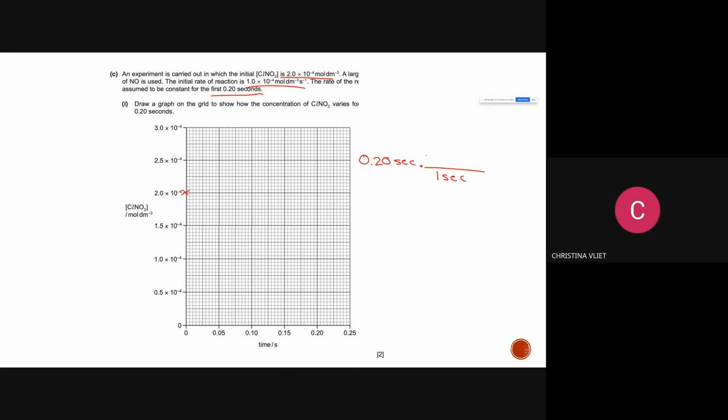I would say to just use it like this. Does that make sense? I have 0.2 seconds that have passed. I know that every second I will gain 1 times 10 to the negative 4 of product, lose 1 times 10 to the negative 4 of reactant, assuming that they go 1 to 1. So then you multiply these two numbers, which gives me 0.2 times 10 to the negative 5, I think. Or 2 times 10 to the negative 5. Yeah, 2 times 10 to the negative 5.